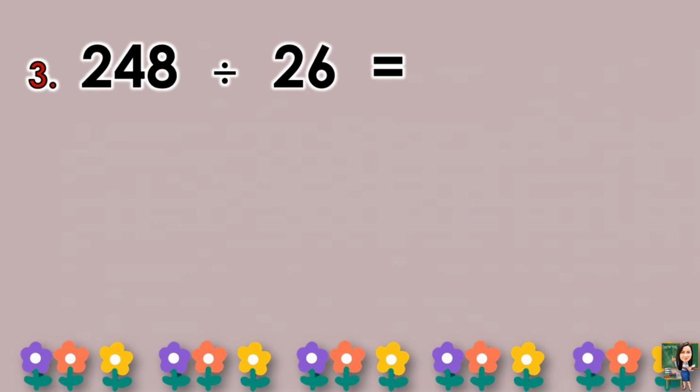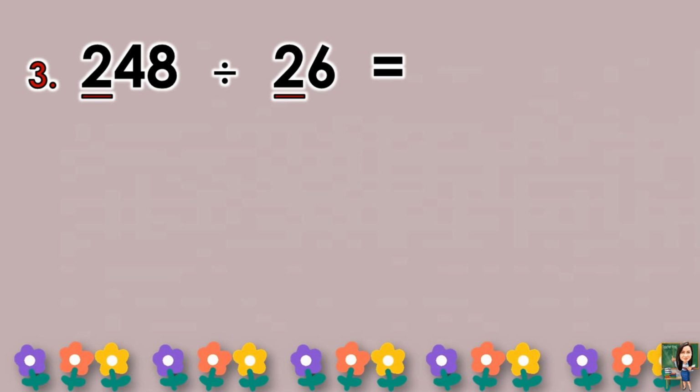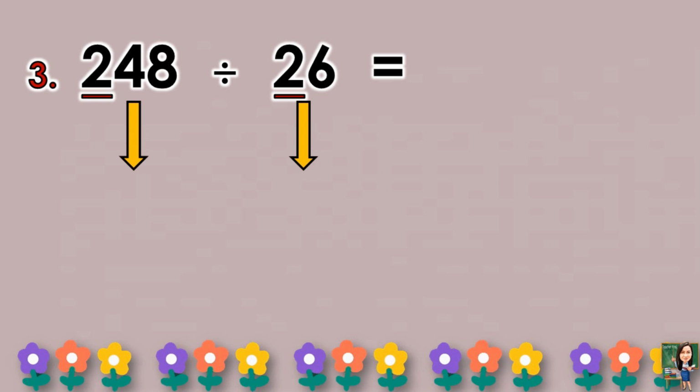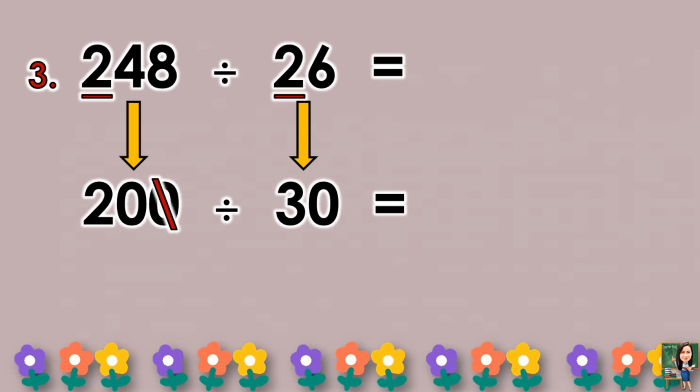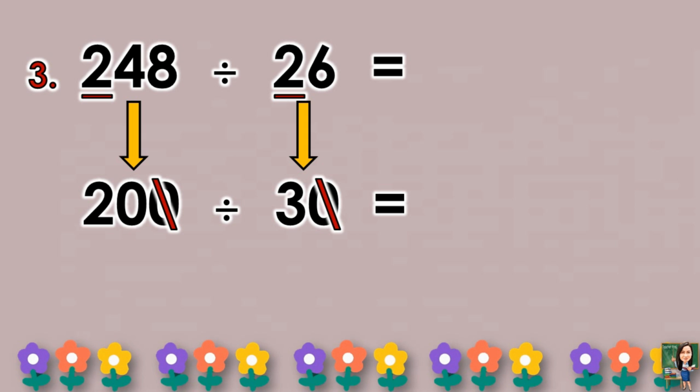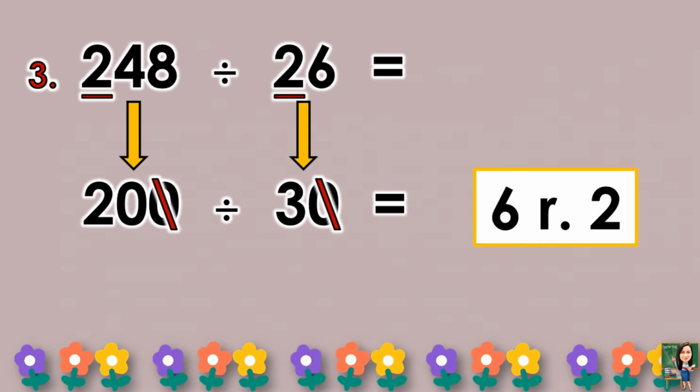Number 3. 248 divided by 26. The highest place value of 248 is 2 and of 26 is 2. And then round off. 248 is rounded down to 200 and 26 is rounded up to 30. Then use the cancellation method. 20 divided by 3 equals 6, remainder 2.